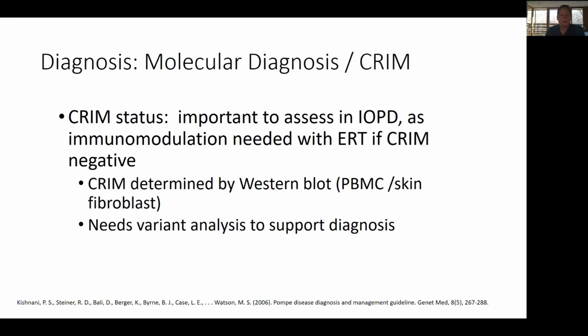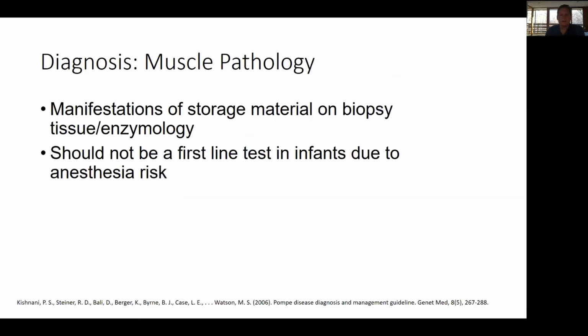As I mentioned before, determining CRIM status is an important piece, especially when treatment is started, and that can be determined based on molecular diagnosis in a number of cases. In muscle pathology, we do see manifestations of storage material or glycogen on biopsy. You can also do enzyme testing on blood, on muscle. But the problem here is that you really don't want to do a muscle biopsy in an infant that has possible Pompe, especially due to the anesthesia risk. There are some other issues here.